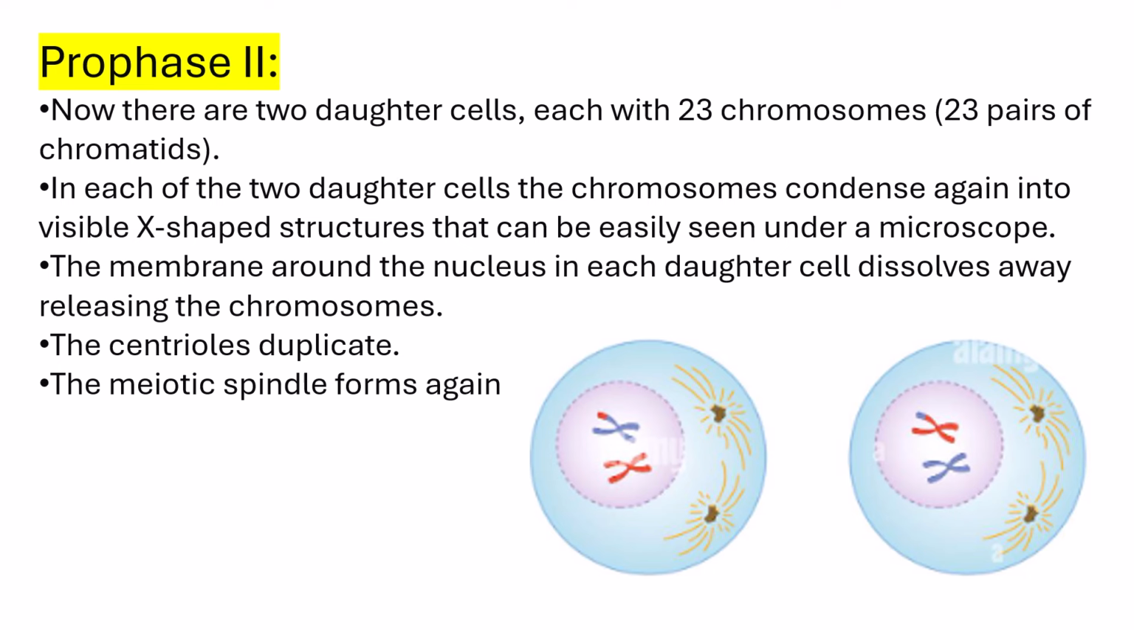The centrioles duplicate. Now, from one centriole, you have a second one. The meiotic spindle forms again. All right, so these meiotic spindles are going to form again.